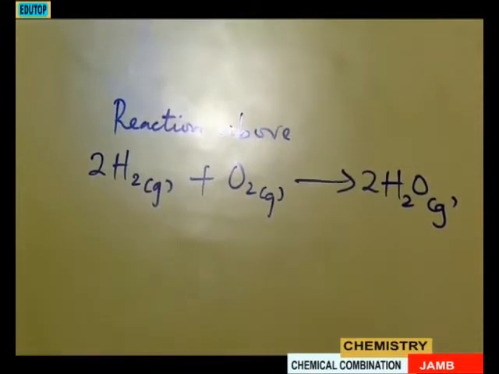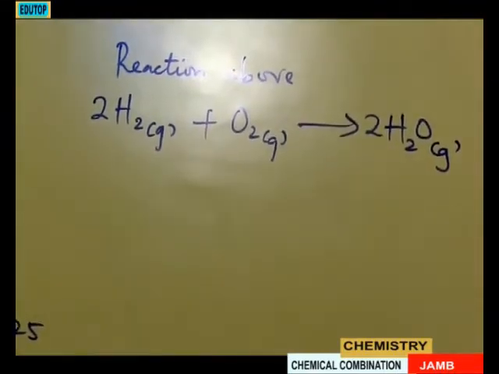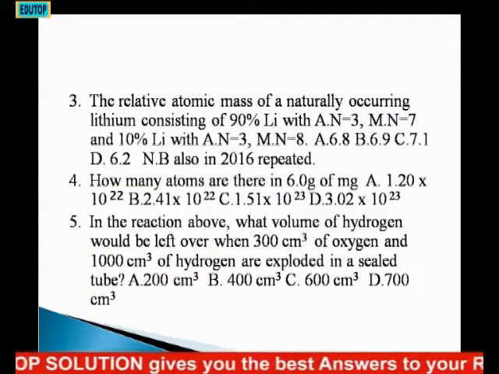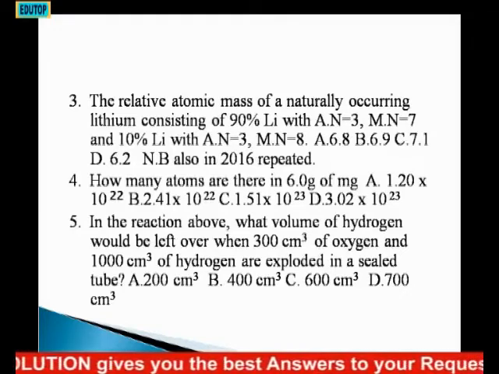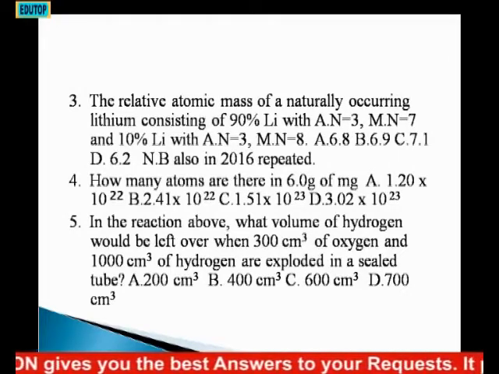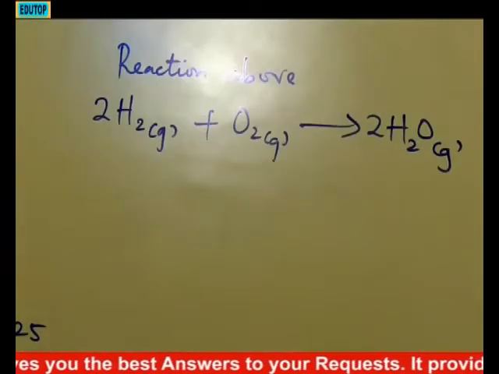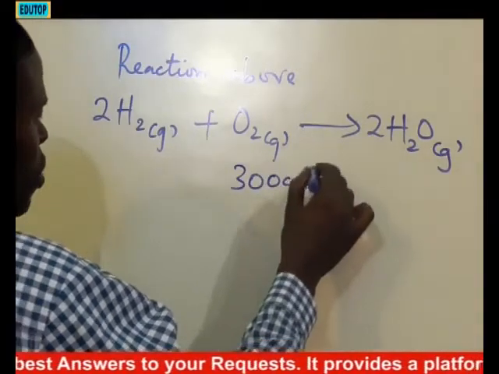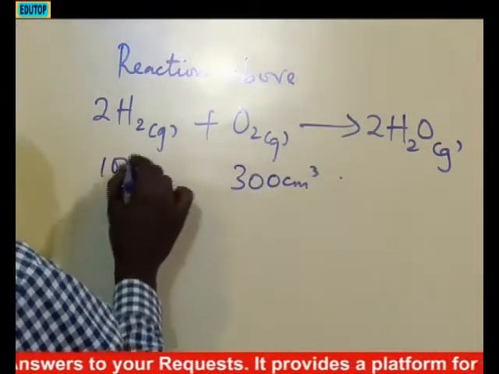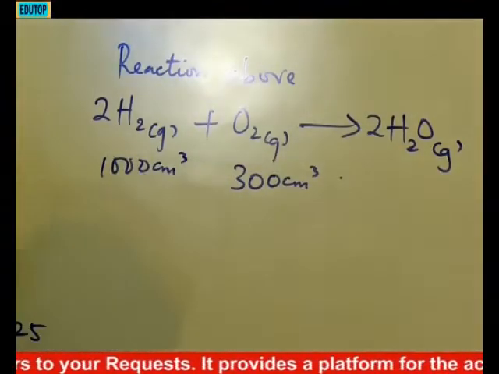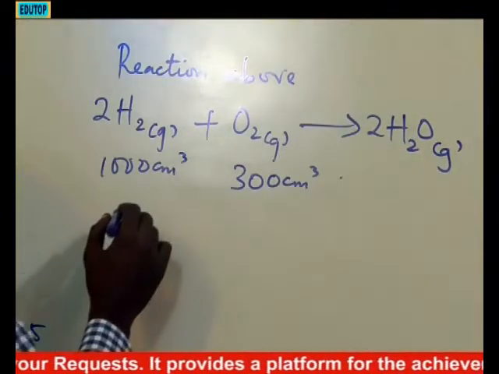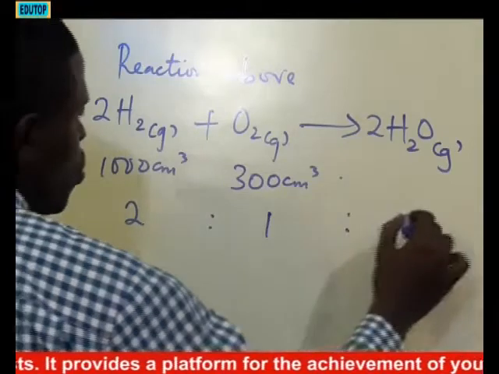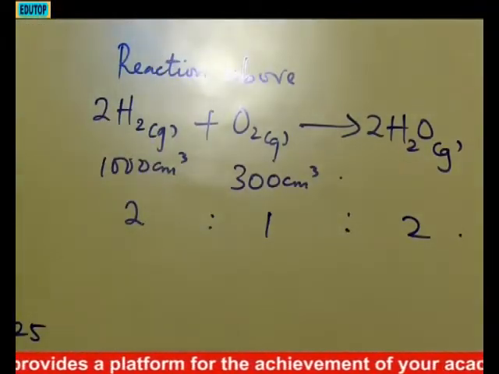So automatically in this reaction, they now ask: what volume of hydrogen will be left over when 300 cm3 of oxygen and 1000 cm3 of hydrogen are exploded in a sealed tube? What volume of hydrogen will be left? If you look at this, the question says you are given 300 cm3 of oxygen and 1000 cm3 of hydrogen. Now, if you go by the ratio 2:1:2, this is Gay-Lussac's law, which is the law of gases.